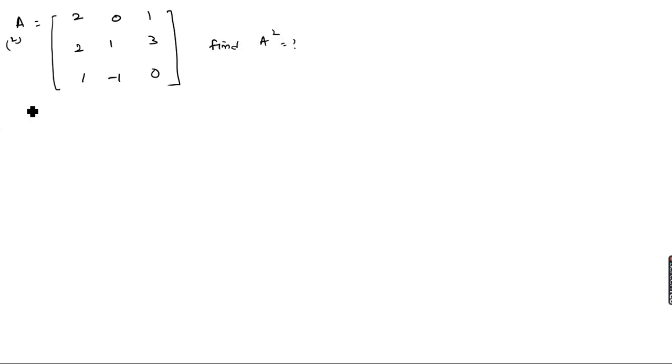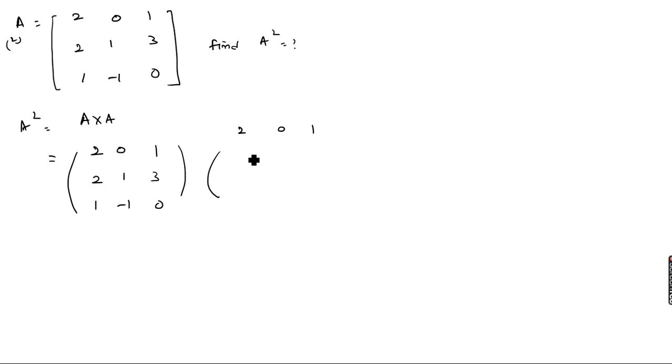So therefore A squared is nothing but A into A. So it can be written as A into A, that is nothing but [2 0 1; 2 1 3; 1 -1 0] times [2 0 1; 2 1 3; 1 -1 0].